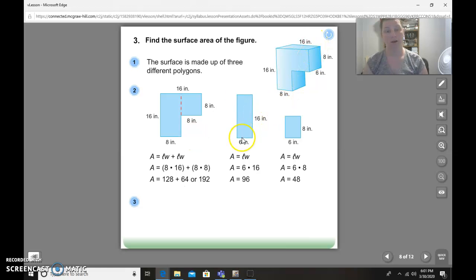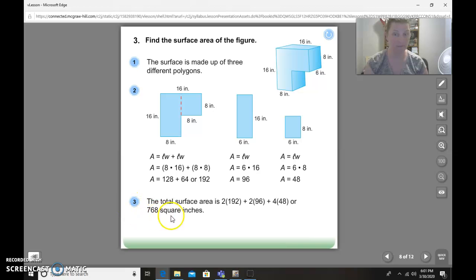Then here you have your area is length times width. Length times width is 6 times 16. So your area of this piece right here is 96. This piece right here, you have length times width, 6 times 8 is 48. So you've got all of your magic numbers now.